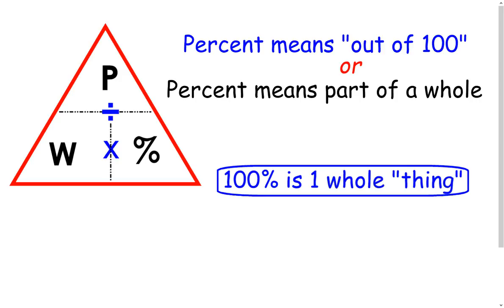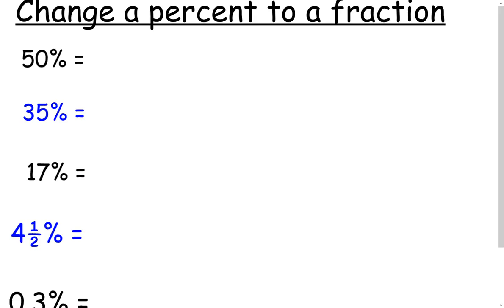Percent also means part of a whole, so it's either out of 100 or a whole. 100% is actually one whole of something. We're going to be looking at this triangle and see how percent and whole, or part and whole, are related to percent. But first we need to make sure that we can change percent into fractions and a couple other things like decimals. So let's start off with percents into fractions.